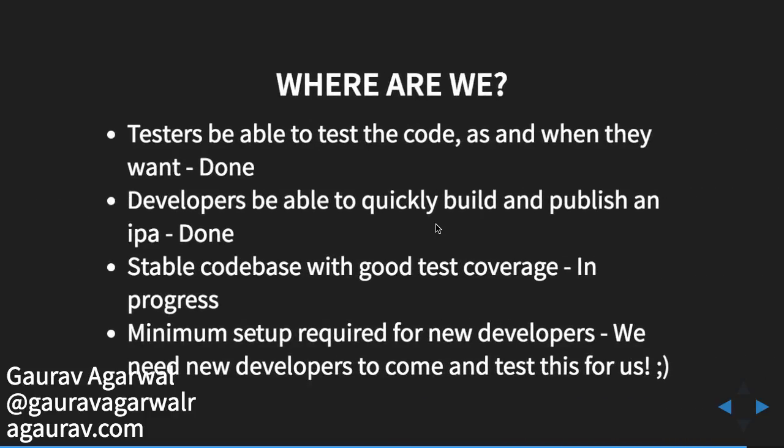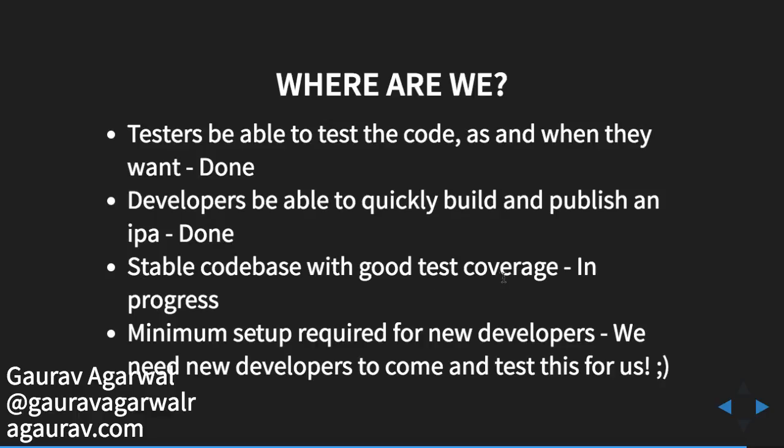So where are we, right? Testers are able to test the code as and when they want. Yes, using the beta app, we are releasing each and every commit to Crashlytics. Developers are able to quickly build and push an IPA, done. We actually don't even think about it. We just commit and it just gets built for us.